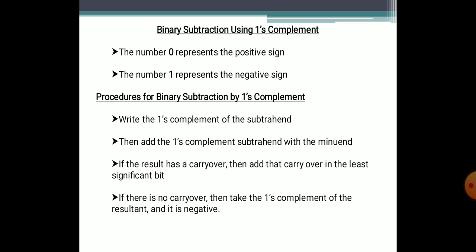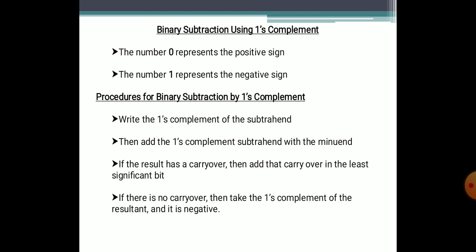Instead of performing subtraction, here we are taking the 1's complement of the subtrahend and then adding it with the minuend. If the result has a carryover, then add that carryover in the least significant bit. Remember, after performing the binary addition of the 1's complement subtrahend and minuend, if there is a carryover, then add that carryover in the least significant bit. If there is no carryover, then take the 1's complement of the result and it is the negative number.